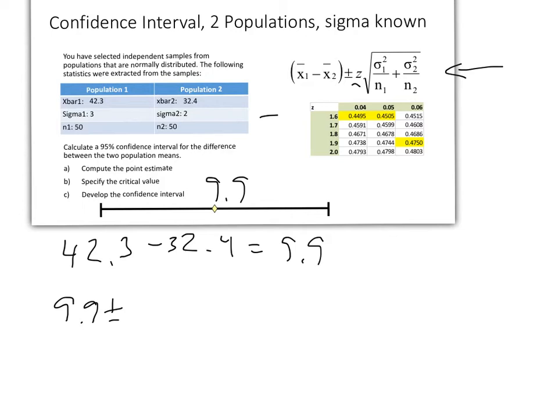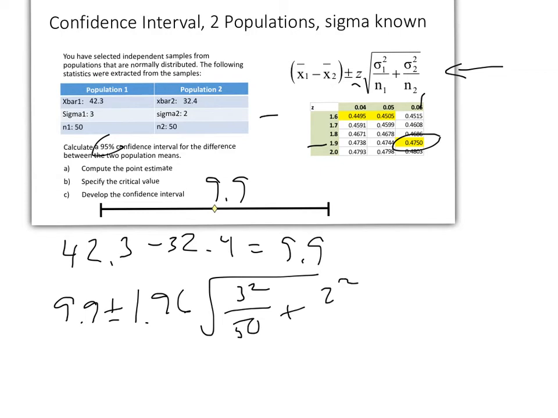So for a 95% confidence interval estimate, you might just remember that it's 1.96. If you don't, you can divide the 95% by 2 and we find 47.5, and then in looking at the table it's 1.96. And then we would multiply that by the square root of 3 squared over 50 plus 2 squared over also 50.